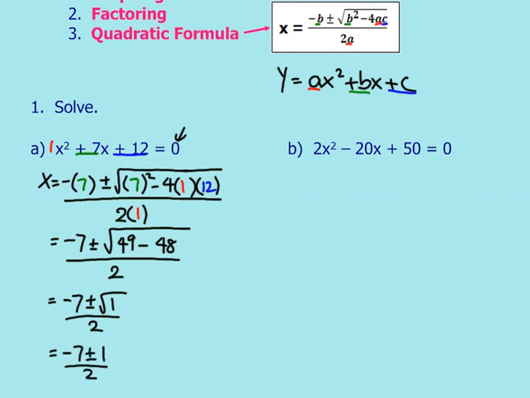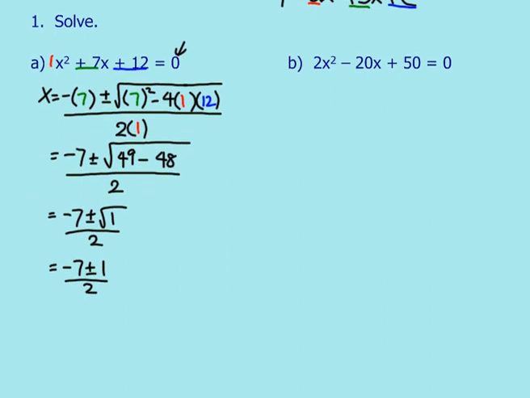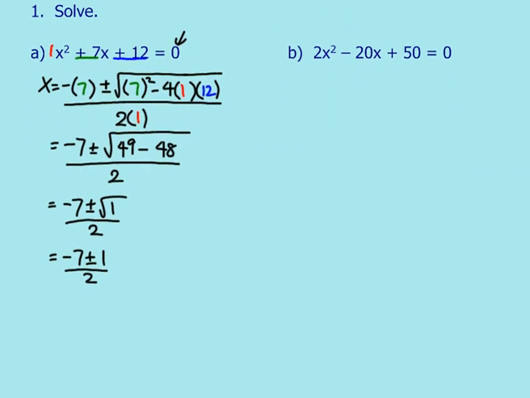Okay, I'm going to move up just a bit. All right, here's where the two answers come in. So you got negative 7 plus 1 over 2, and your other answer is negative 7 minus 1 over 2. And those give us negative 3 and negative 4.